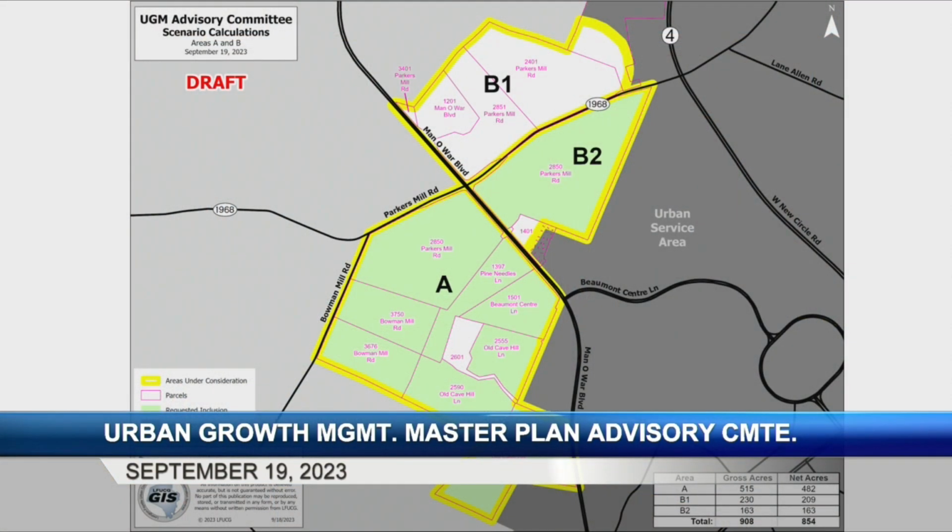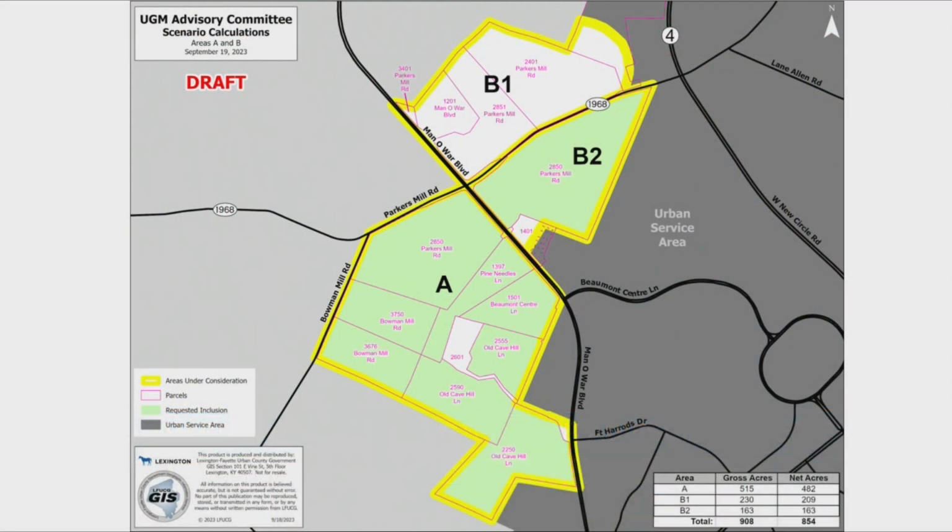Mr. Chair, that leaves the west side of the urban service area, areas A and B. And again, the properties colored in green were represented by the property owners at the public input meeting that they would like to be included in the urban service area and that they are prepared to develop for urban purposes.